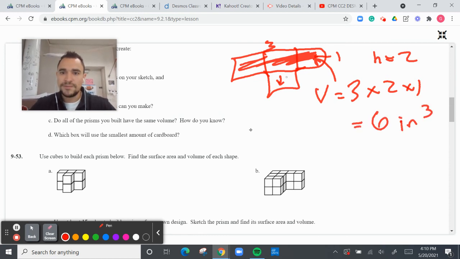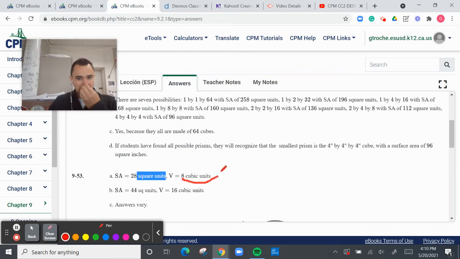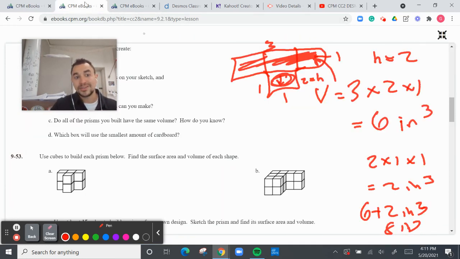And now we have to do the volume of this section here. And so we know that it's 1 wide, 1 length, and 2 in height. So then we do 2 times 1 times 1, which should be 2 inches cubed. And then we add that. So 6 plus 2 inches cubed, which would be 8 inches cubed. Is that correct? 8 cubic inches. Perfect. So that's it. Volume is a lot easier, obviously.